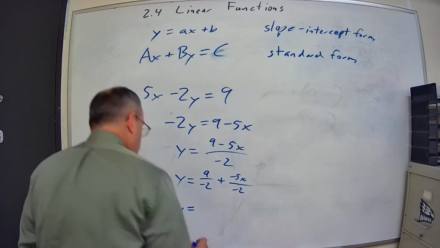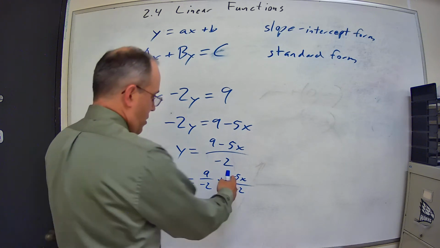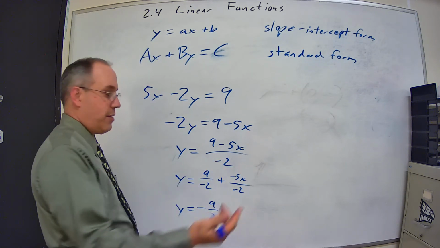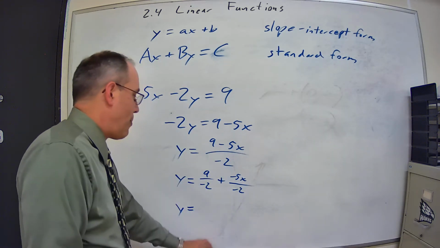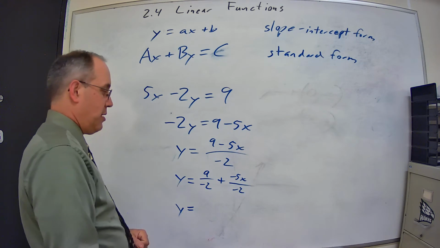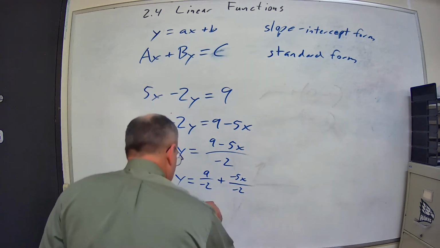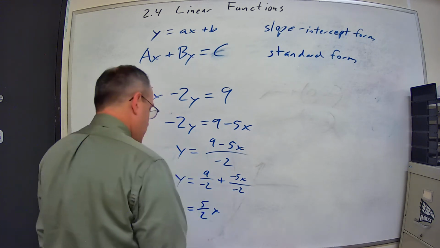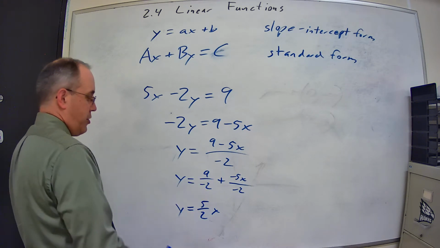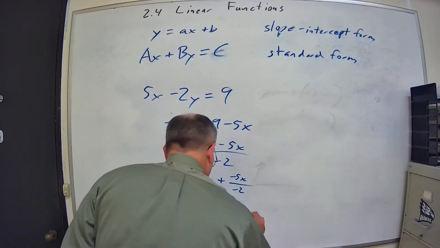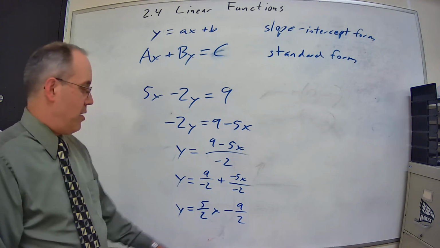So y is equal to negative 9 halves. Negative 5 over negative 2, the negatives cancel out. So, oops, remember what I said, I want to swap the position at the same time, so let's do this one first. Negative 5 over negative 2 cancels out, so we have 5 halves x, and then 9 over negative 2 gives you minus 9 halves. So now we're in slope-intercept form. What's the y-intercept?